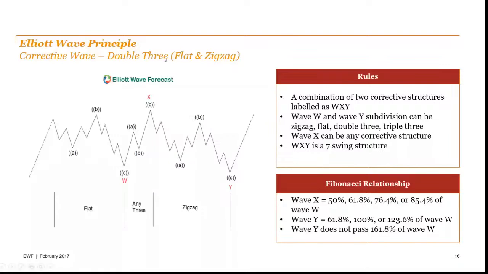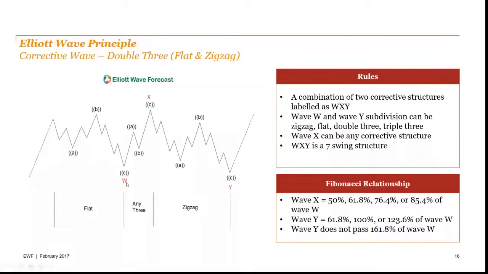Now, like I said, how many corrective patterns, guys, that you need to memorize? Tell me again. The 3 most common corrective structures in Elliott Wave. Yep, flat. What else? Flat, zigzag, and one more. Yep, flat, zigzag, and then what? Double 3. Correct. Flat, zigzag, and double 3.